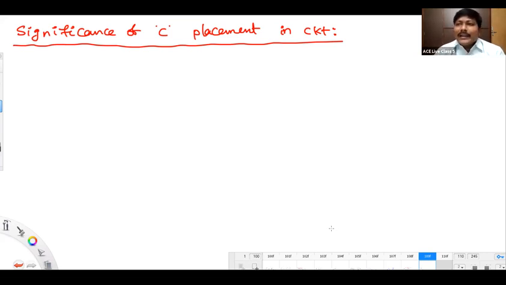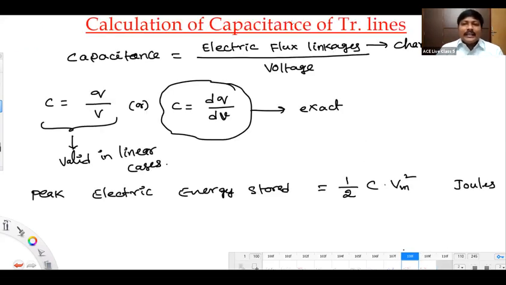Transmission line capacitance will be linear only because it is forming in the air gap. Air is a linear dielectric material. So transmission line capacitance is linear because it is forming in the air gap. Air is a linear dielectric material.